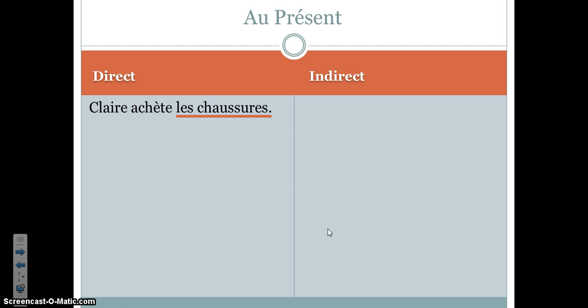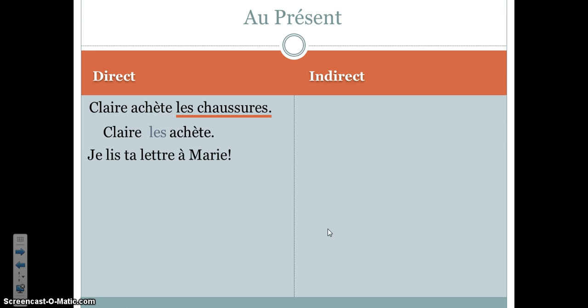It's easy to find the direct object if you ask yourself who or what is the verb doing. So what is Claire buying? Shoes. That's my direct object. So I would use the subject, I would use the object pronoun les, and notice that it goes in front of the verb. This is where placement is incredibly important for French because it doesn't read the same as English. And we would say Claire les achète.